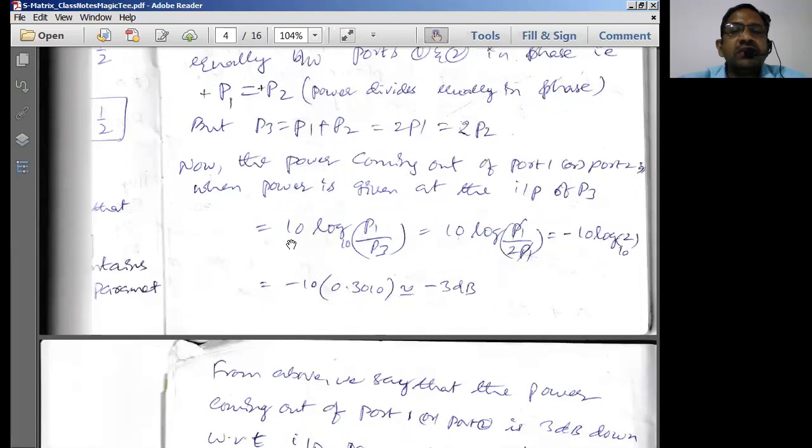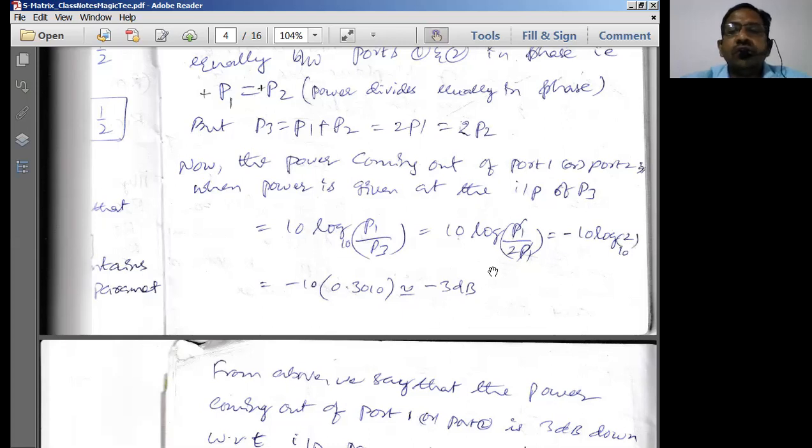So finally, I can write this as 10 log of the power coming out of port 1 or port 2. Half the power will be coming out. So 10 log of P1 by P3. P1 by P3 means, since P3 is 2 times P1, we have 1 by 2 here. So I can simply write this as 1 by 2, which makes it minus 3 dB.